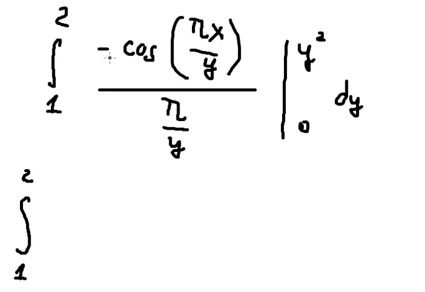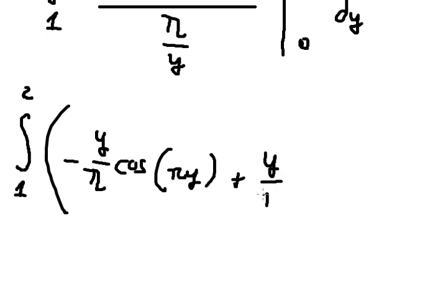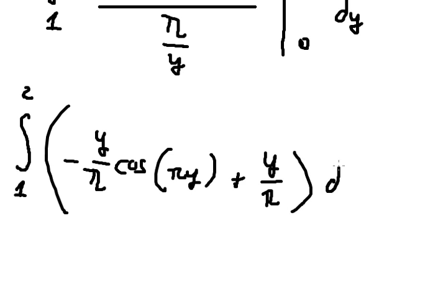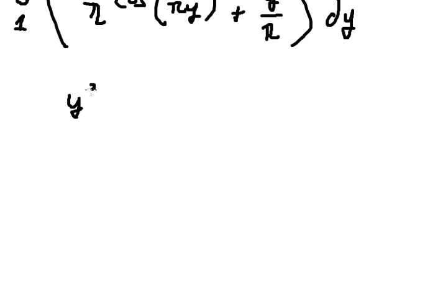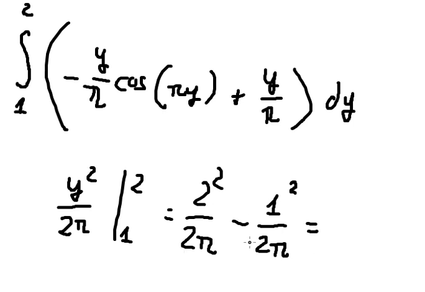Now we put b in here. So we have negative y over b, and this one, y squared divided by y, we have cosine of by, plus y over b. Cosine of 0, we have 1. So we have y over b. Now the integration of y is y squared over 2. And then we put the bounds from 1 to 2. So we put 2 in here, 1 in here. This one we calculate and we have 3 over 2b.